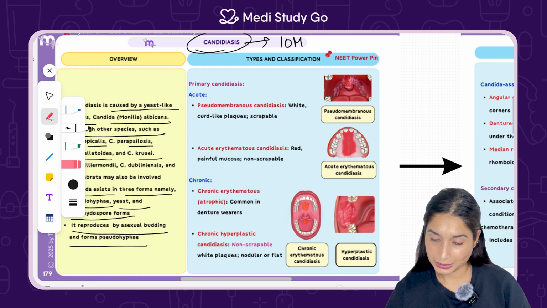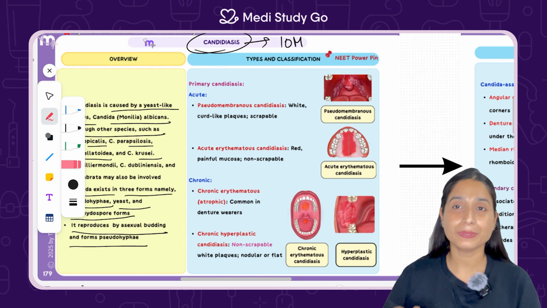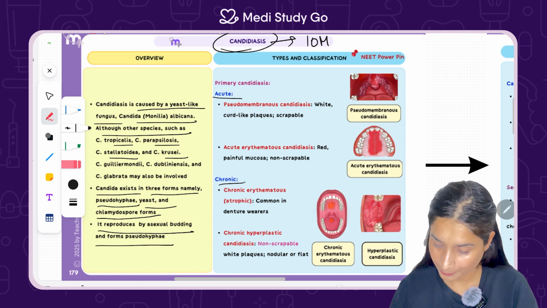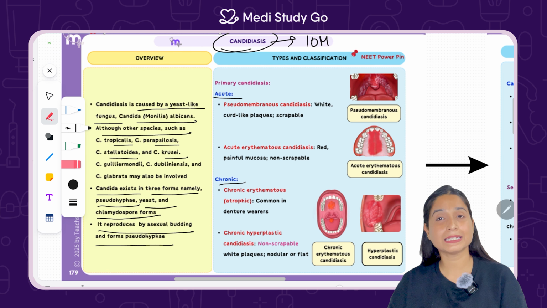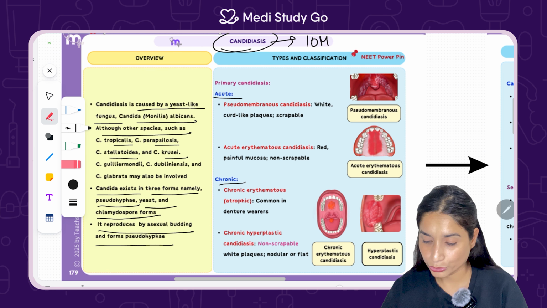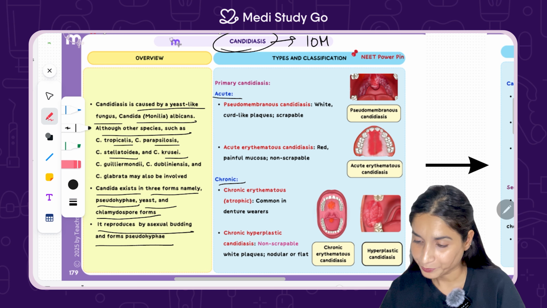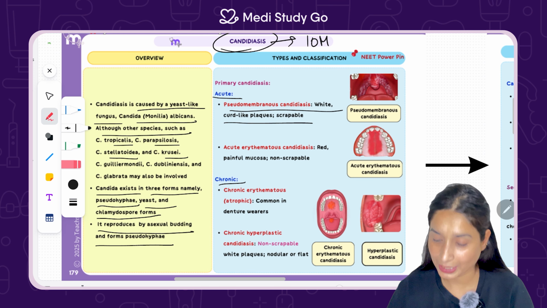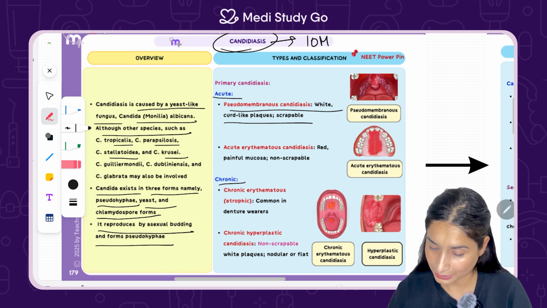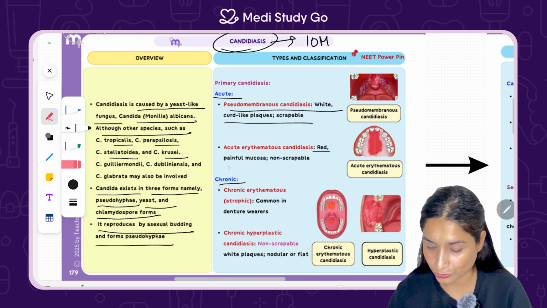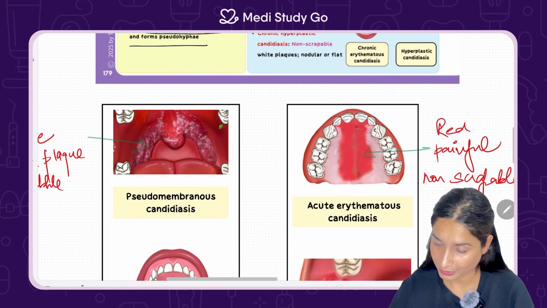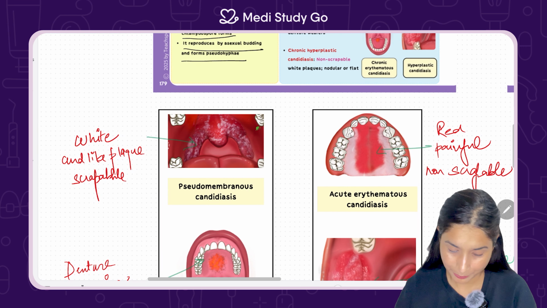Let's study about the types and classification. So in classification, we have primary candidiasis, which is divided into acute and chronic. In acute, we have pseudomembranous candidiasis and acute erythematous candidiasis. The pseudomembranous candidiasis is a white curd-like plaque and scrapable, and the erythematous candidiasis is red, painful mucosa and non-scrapable. We can see the diagrammatic representation over here for both of them.